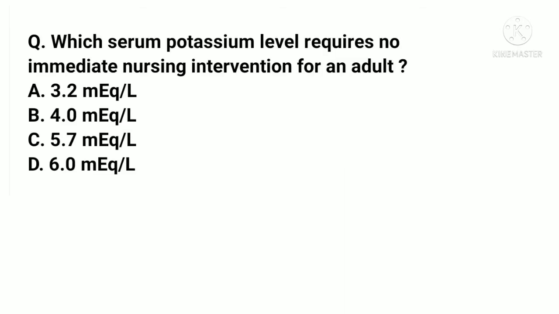Which serum potassium level requires no immediate nursing intervention for an adult? A. 3.2 milliequivalent per liter, B. 4.0 milliequivalent per liter, C. 5.7 milliequivalent per liter, D. 6.0 milliequivalent per liter. And the correct answer is B. 4.0 milliequivalent per liter.